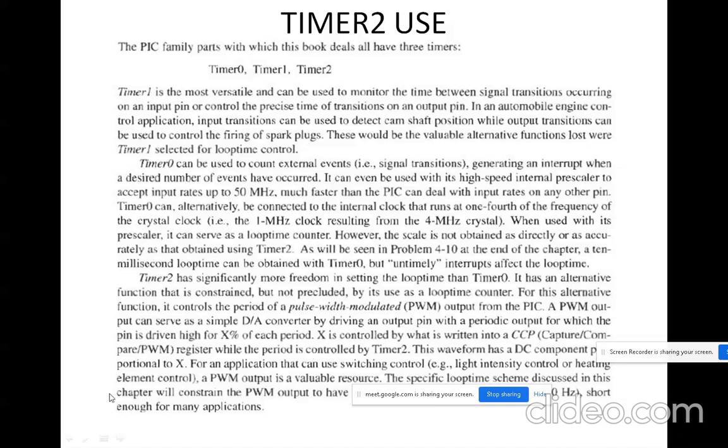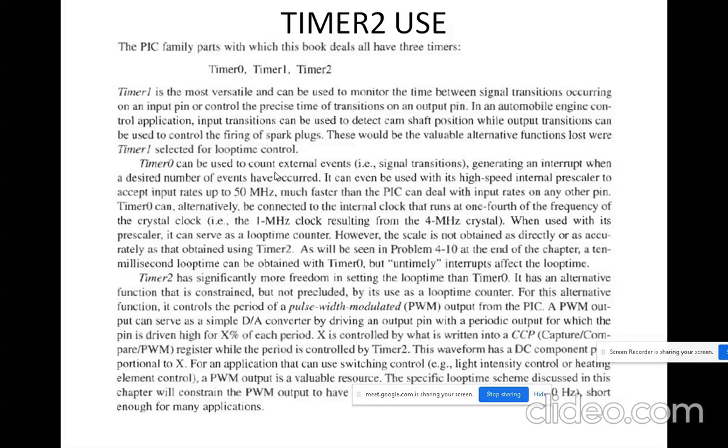And then timer 0 can be used to count external events, that is signal transitions, generating an interrupt when a desired number of events have occurred. It can even be used with its high-speed internal prescaler to accept input rates up to 50 megahertz, much faster than the PIC can deal with on any other pin. Timer 0 can alternatively be connected to the internal clock that runs at one-fourth of the crystal clock frequency, that is 4 megahertz.